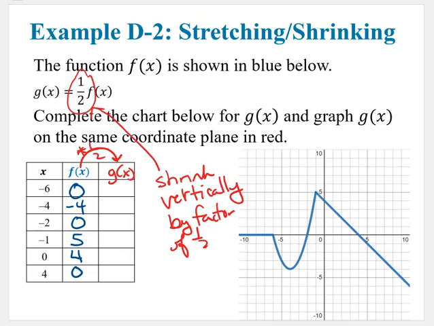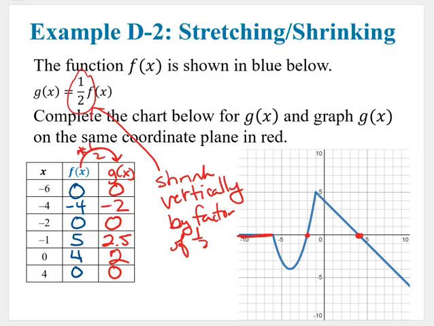So again, notice your x-intercepts are not going to change because 0 times 1/2 is still 0. So all of these that were zeros are still going to be zeros. But the negative 4 is now going to be negative 2. It's only going to be half as far away from the x-axis as it was before. 5 would be 2.5, and 4 would be 2. So the parts that are on the x-axis are all going to stay the same, but the points are going to be half as far away.